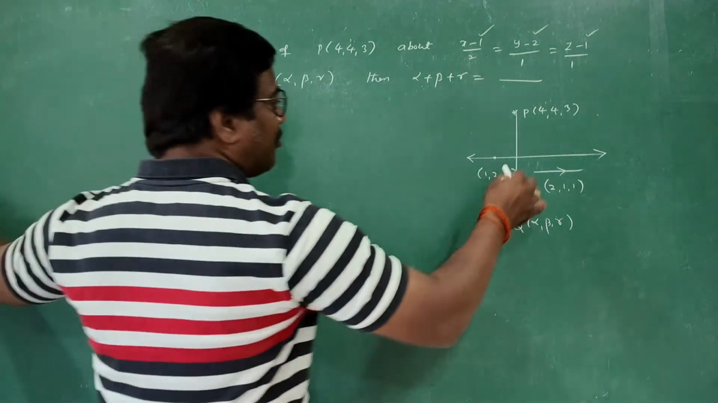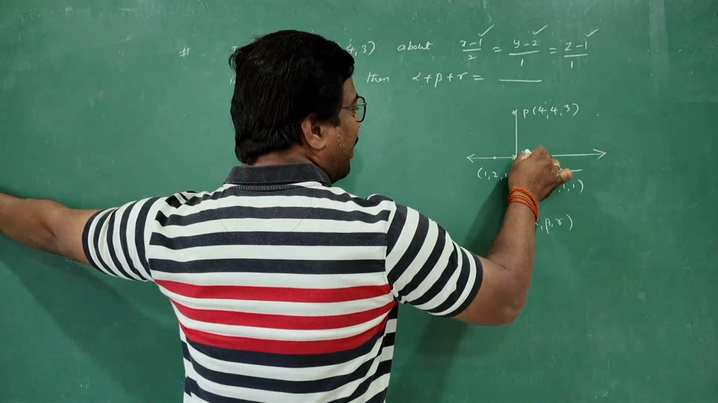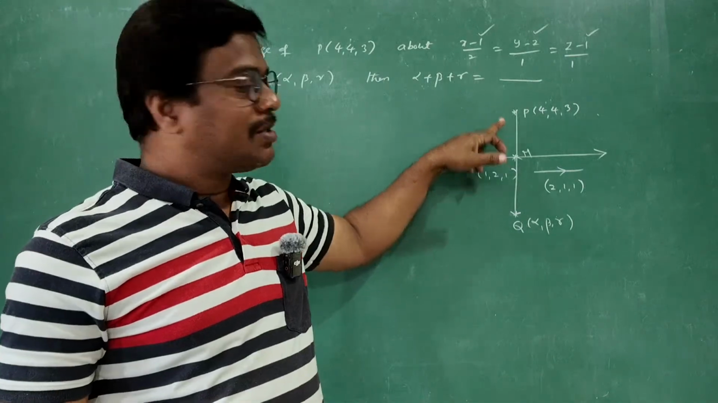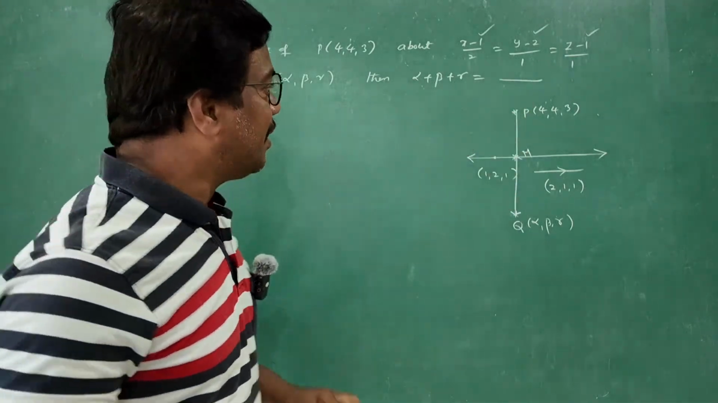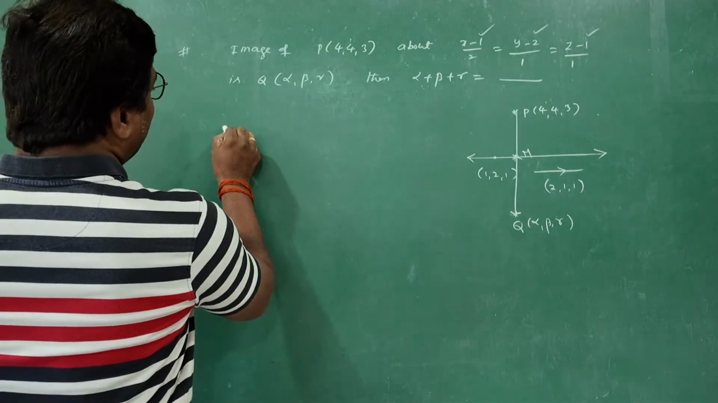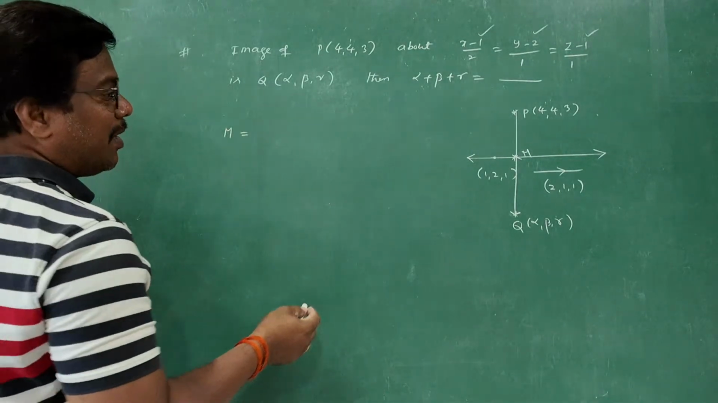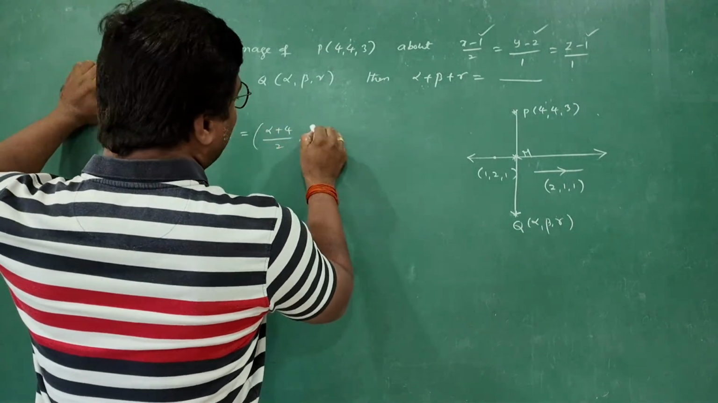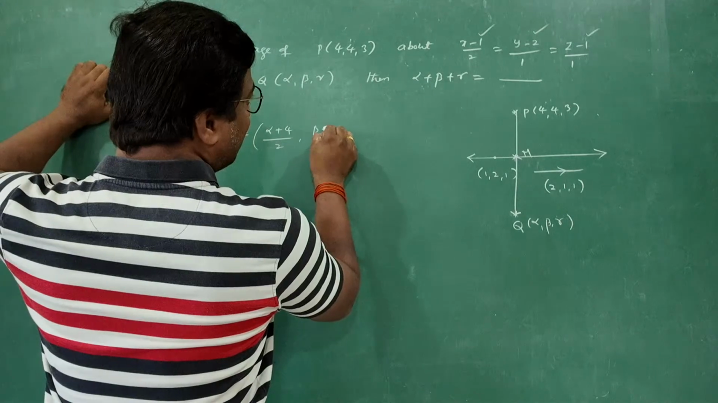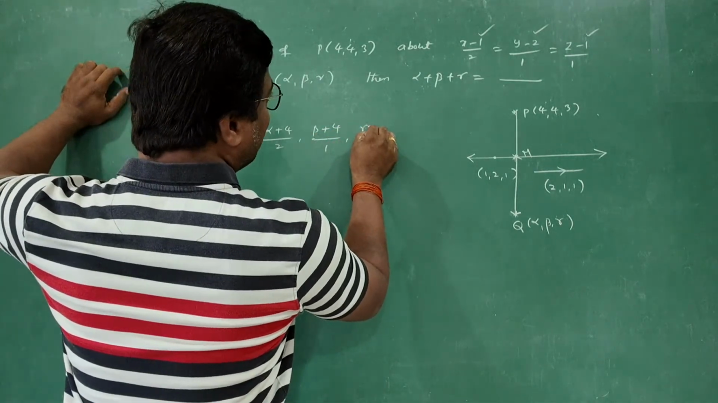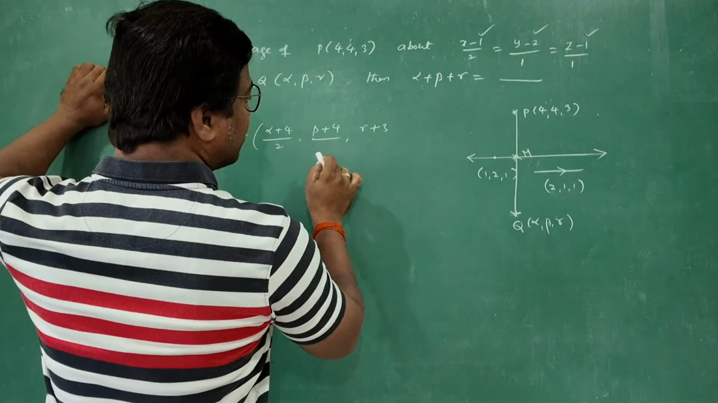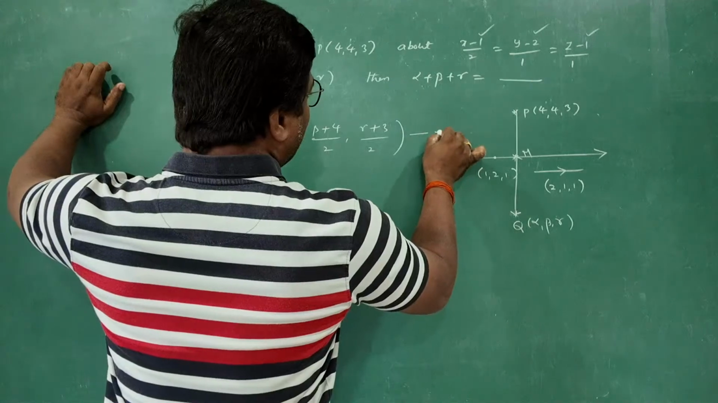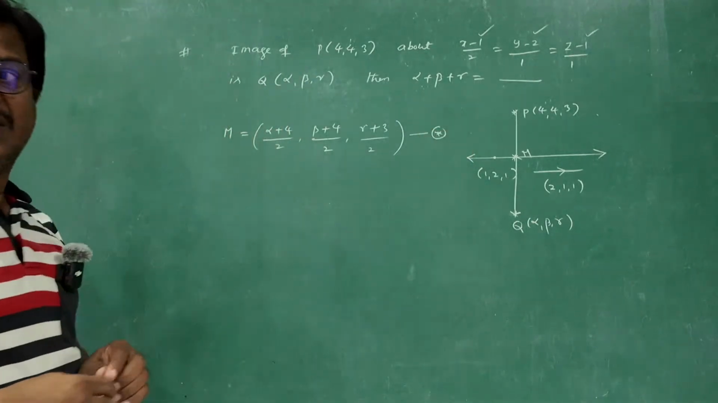First here it is the middle point of PQ. Why? Because Q is the image of P, right? So it is exactly the middle point. First I am going to write the middle point using the midpoint formula. Alpha plus 4 divided by 2, comma, beta plus 4 divided by 2, comma, next, gamma plus 3 divided by 2. Actually, this is the middle point.